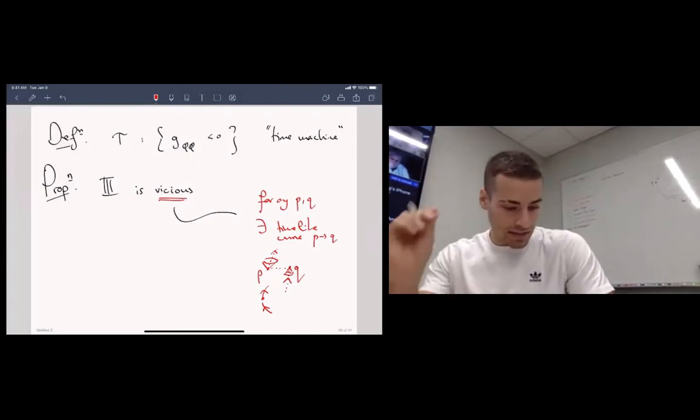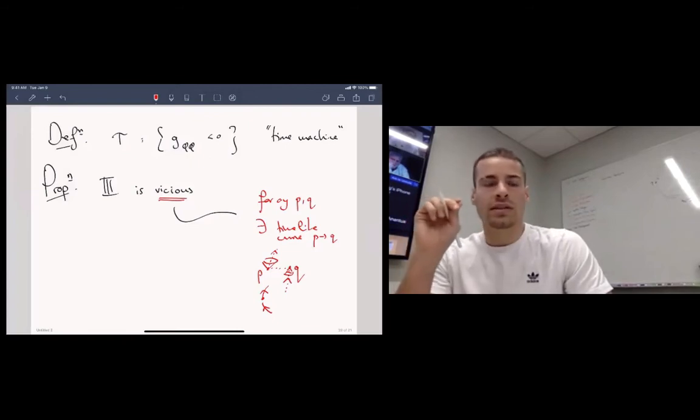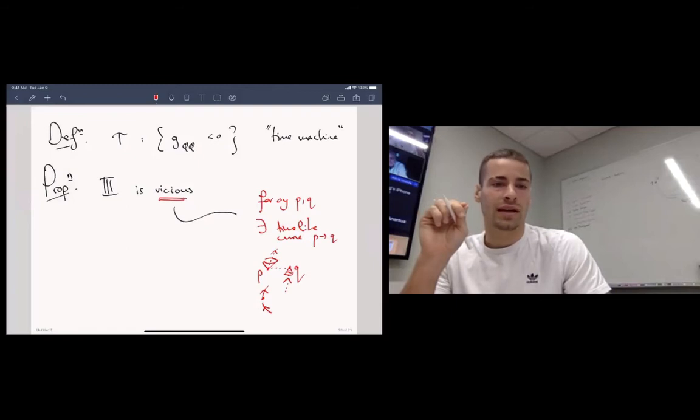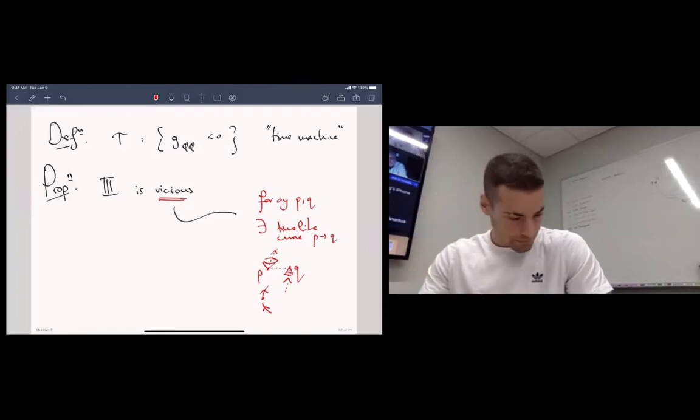And vicious means it's stronger than just the existence of a closed time-like curve. Vicious means there passes a closed time-like curve through every point. Okay, that's the distinction. It's quite remarkable. Let's pause for a second just to appreciate that.